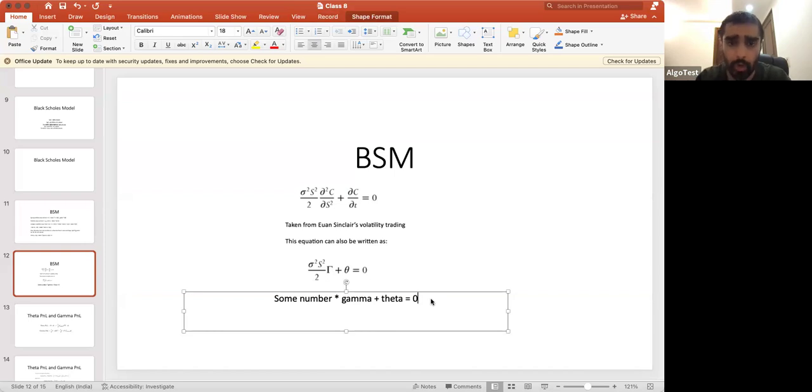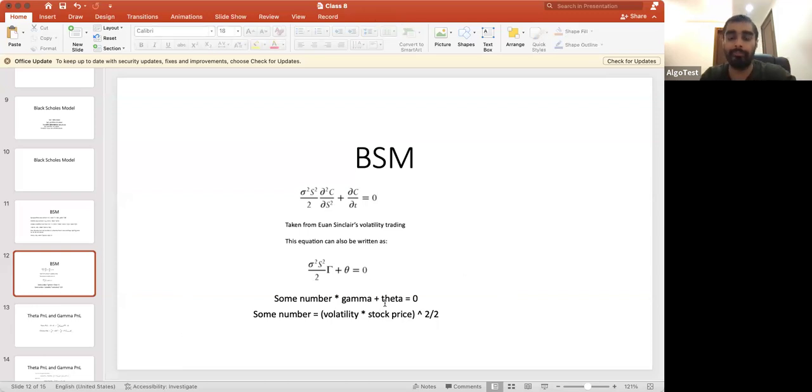Okay? Now, what is this some number? This some number is equal to my volatility into stock price, which we squared, and then I'm dividing it by 2. That's what this is, right? So this is a fundamental concept that says that according to the Black-Scholes model, this equation will always be true. Some number into gamma plus theta is always going to be 0 for that particular option.